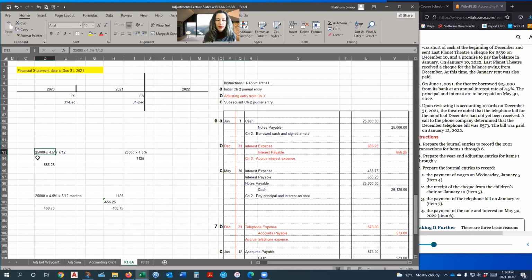So if we take the 25,000, multiply it by 4.5% for 7 of 12 months, we get $656.25. So theoretically, if we repaid the loan on December 31st, we would pay back the principal, plus we would pay back $656 in interest.